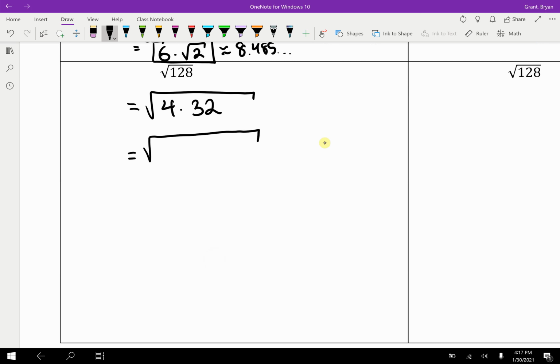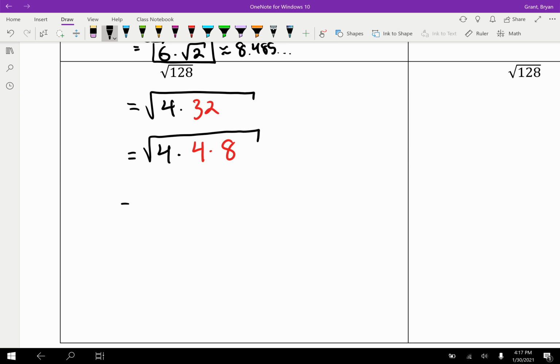I'm going to keep that one hanging out. But can we reduce 32 any further? Wait, 4 also goes into 32, doesn't it? Can't we rewrite 32, and I should do this in a different color, can't we rewrite 32 as 4 times 8? That's still 32. And now we have 2 perfect squares out front.